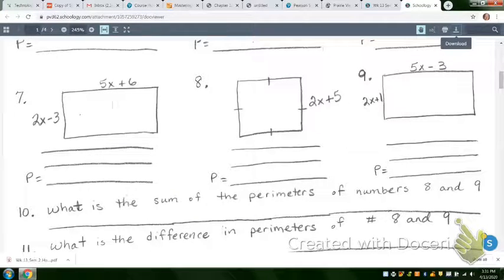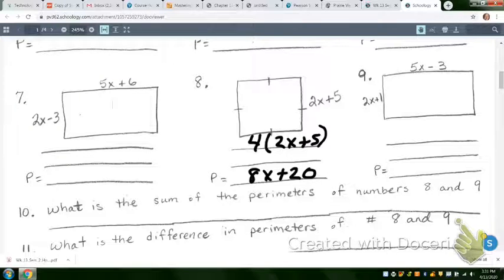Well, you could write 2x plus 5 plus 2x plus 5 plus 2x plus 5 plus 2x plus 5, but that would be the long way. You guys know there's a shortcut for addition. The shortcut for addition is multiplication. So I have 4 sets of that, so I would just write 4 sets of 2x plus 5. And then if you distribute this 4 and multiply, you'll get 8x plus 20. And there you go. That's the perimeter. That's your answer for number 8.